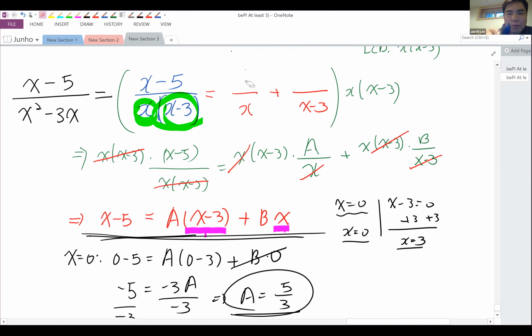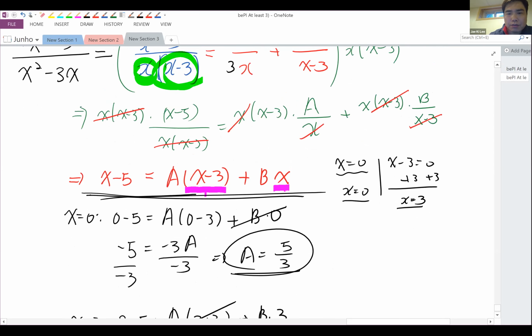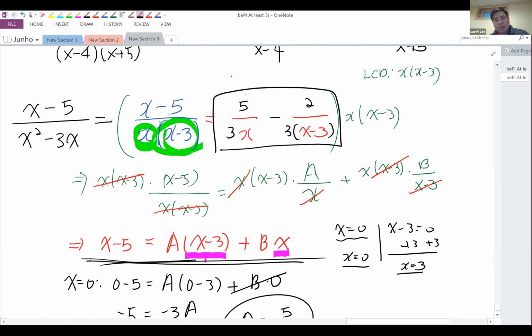So we can replace them back into the original. a was 5 over 3, b is minus 2 over 3. So switch this to minus 2 over 3. Don't forget the parentheses here. So that will be our partial fraction for this composite fraction. Any questions?